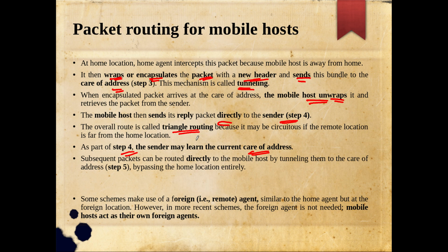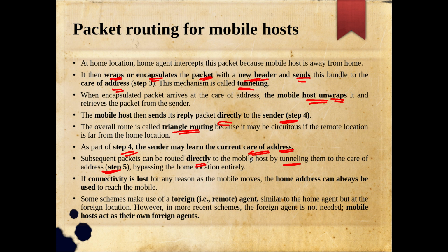Subsequent packets can be routed directly to the mobile host by tunneling them to the care of address, that is step number 5. Why is it tunneled? Because it is not the actual address, right? It is just an additional envelope, so you can read the care of address. So we can directly communicate with the new location of the mobile host by tunneling with the care of address, bypassing the home location entirely.